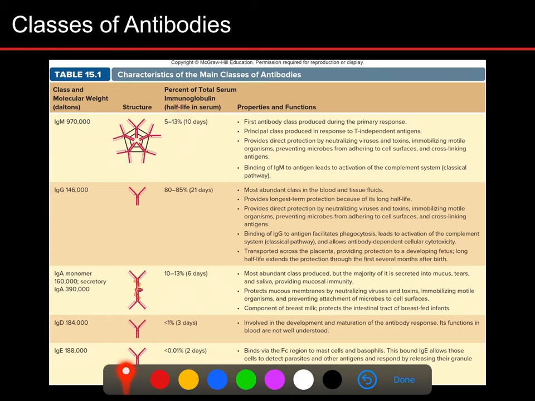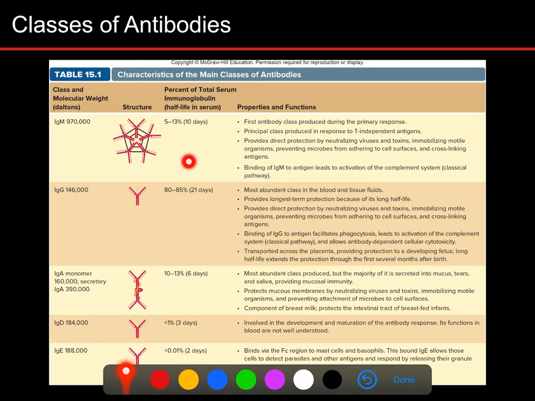Now, with T-independent activation, this is usually the only antibody that gets produced because there's no helper T cells being activated, so there's no class switching that goes on. And so the plasma cells start making IgM, and there's nothing to tell them to switch to making anything else. So it's the principal class that is produced for T-independent antigens, the first antibody produced in any response.